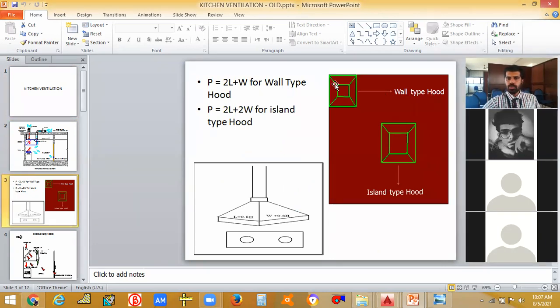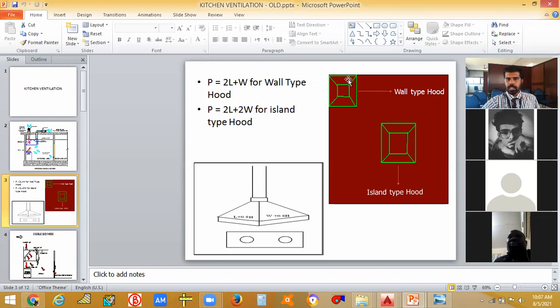These are the two types of kitchen hood. One is wall mounted and one is island type. So according to different types of kitchen hood, we have to change the formula. Sometimes the formula will be 2L plus W for wall type, and if it is an island, it will be 2L plus 2W. Okay, this is the perimeter.